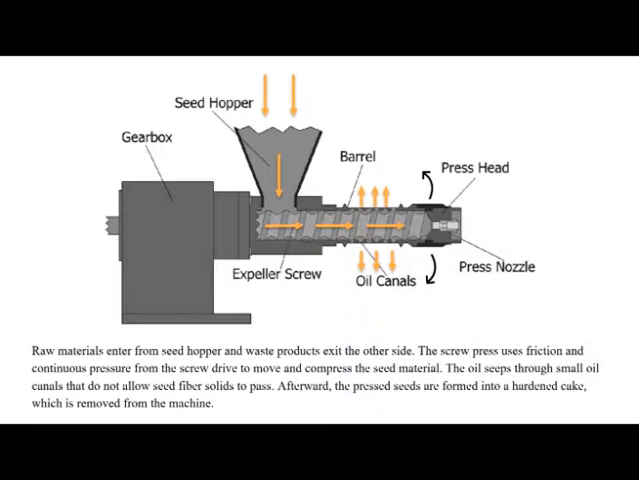The screw press uses friction and continuous pressure from the screw drive to move and compress the seed material. The oil seeps through small oil canals that do not allow seed fiber solids to pass. Afterward, the pressed seeds are formed into a hardened cake, which is removed from the machine.